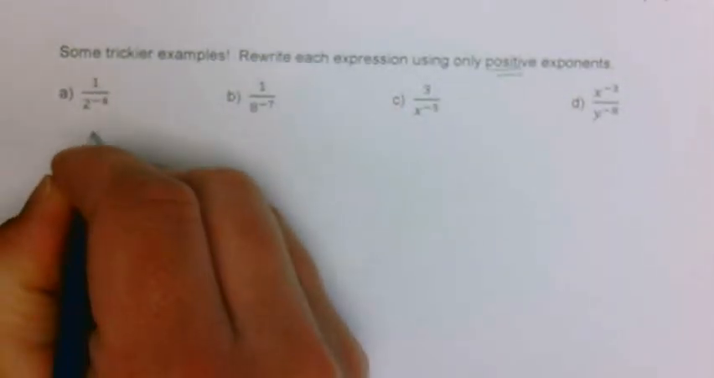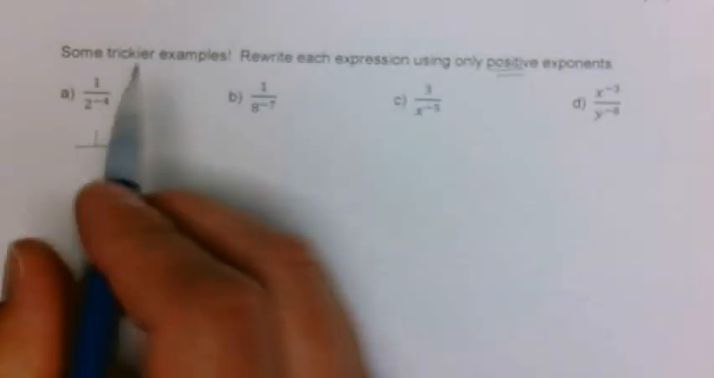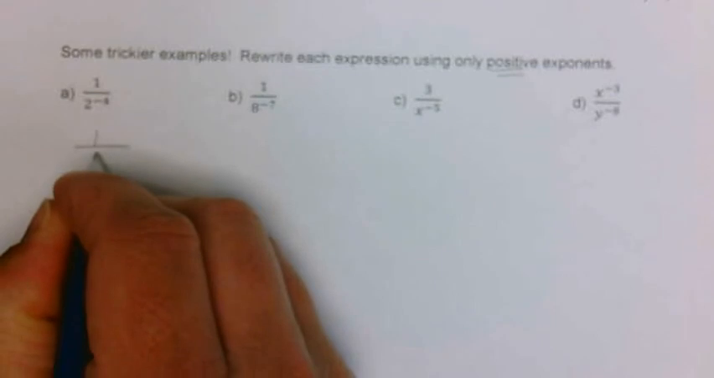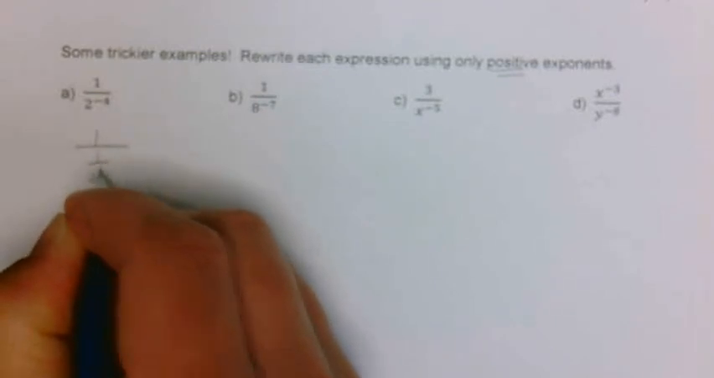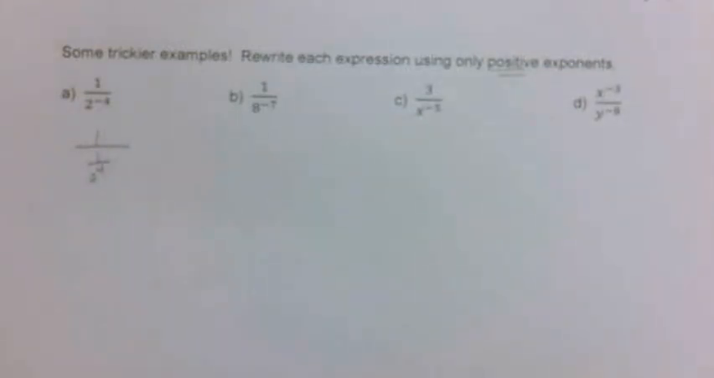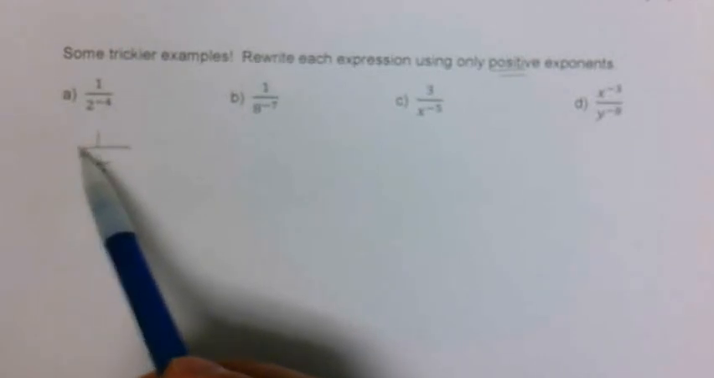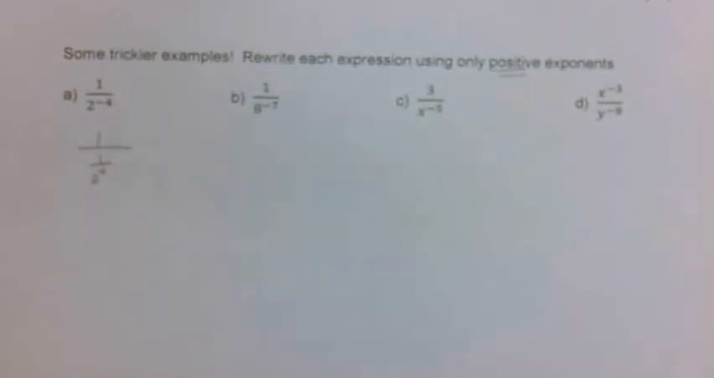So let's see what happens here. My numerator is 1, and when I have a negative exponent, I'm supposed to take the reciprocal. So 2 to the negative fourth is the same as 1 over 2 to the fourth power. And so now what I've got is a complex fraction, a fraction within a fraction: 1 divided by 1 over 2 to the fourth power. Well, I can't leave my answer like that.